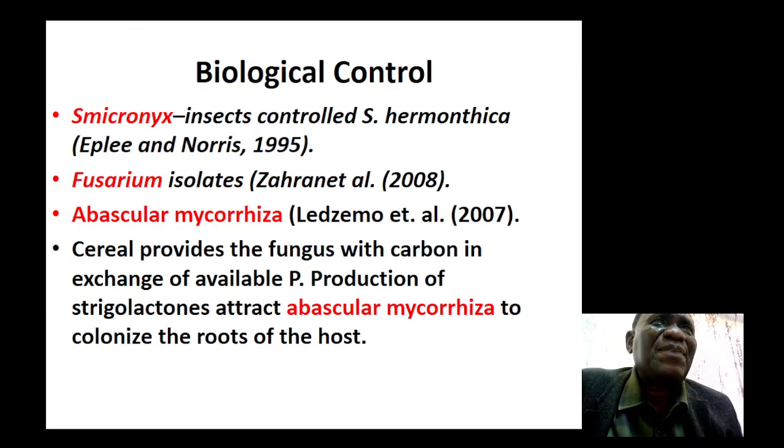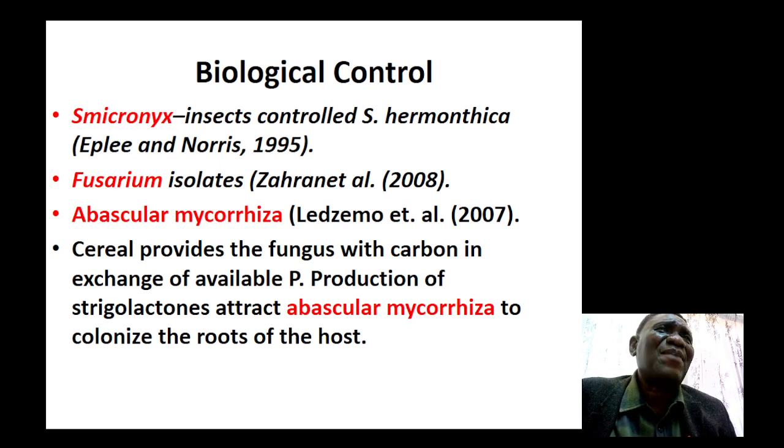So let us look at the biological control. In other areas, they have used insects like Smicronyx, which control the Striga hermonthica. Others use the Fusarium isolates. One interesting issue is the arbuscular mycorrhiza proposed by Lendzemo et al. in 2007.